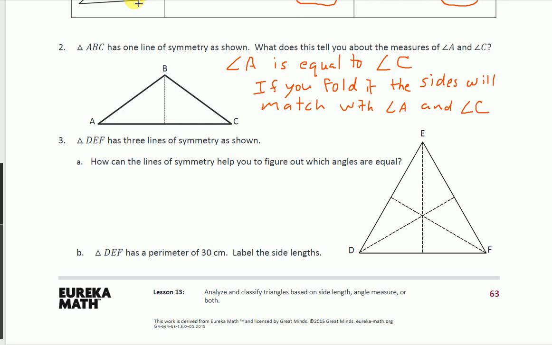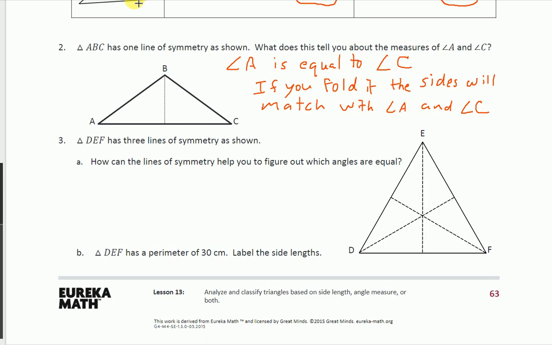Okay, so let's continue on. That way, just put that if you fold it, the sides will match up with angle A and angle C. You fold it right on the line of symmetry. Okay. Well, triangle DEF has 3 lines of symmetry as shown.